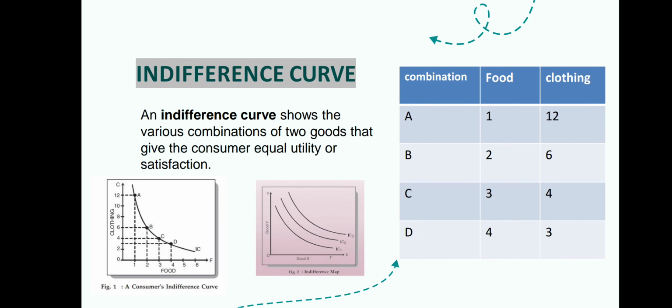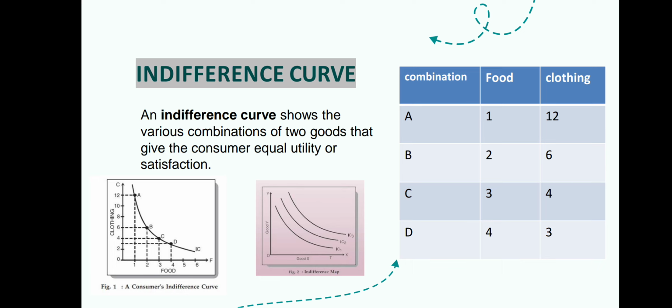Next we get indifference curve. Indifference curve shows the various combinations of goods that give the same satisfaction to the consumers. Since all the combinations give the same amount of satisfaction, the consumers prefer them equally. Another name of it is iso-utility curve.